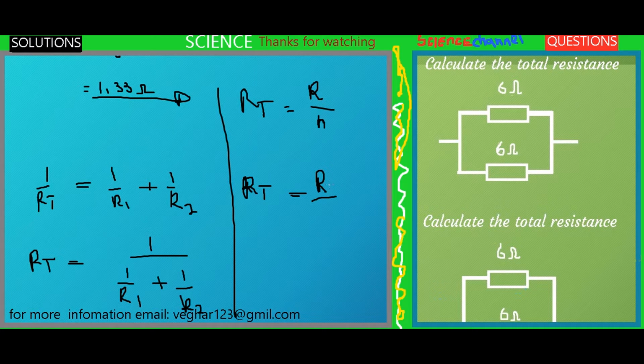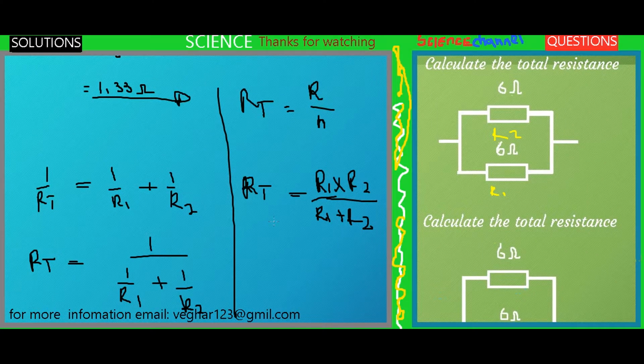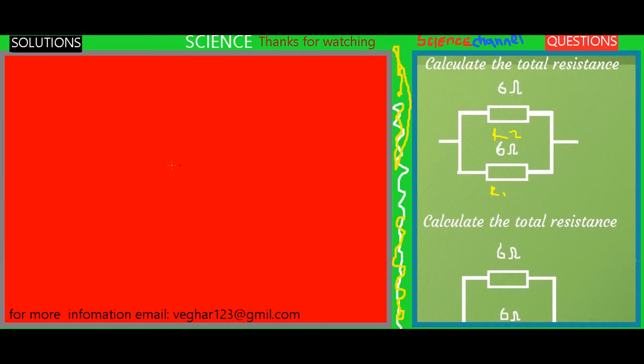And you can use the equation. This one can be R1 and this one can be R2, so it depends which one you choose to be R1. So these are the equations that you can use if you have two resistors. So let's use that equation for identical resistors.